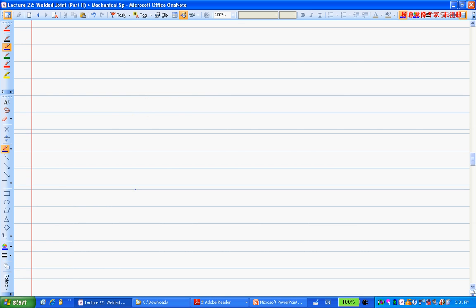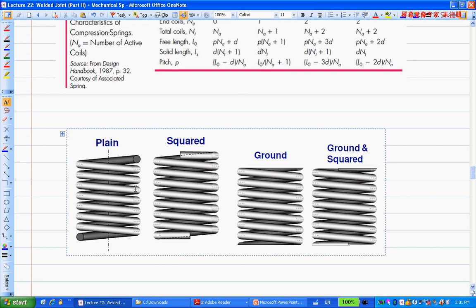For example, I'll show you in the diagram here. You see this one. This is a plain. This one here is called squared. Basically, the ending here was pressed down, and then you have a closed distance between these two parts of the two coils here. That's called squared.